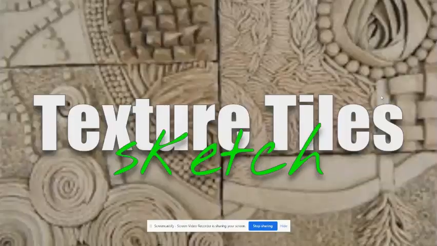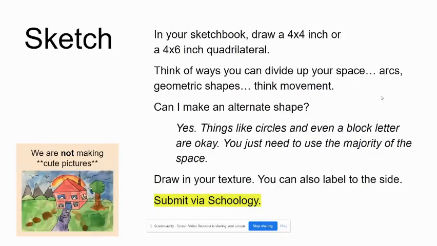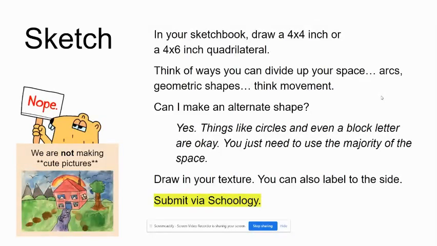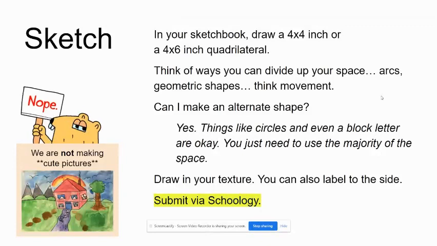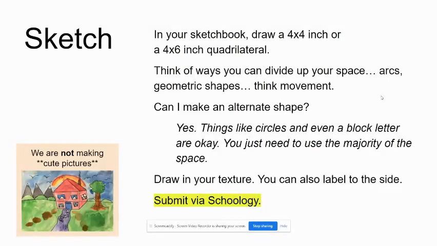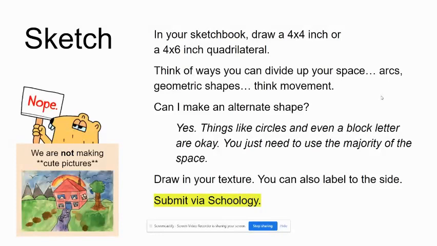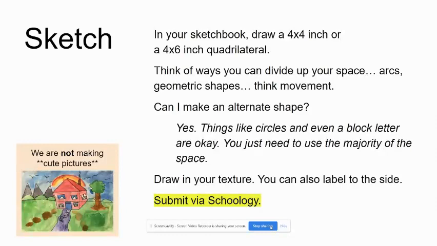Texture tile sketch. In your sketchbook, draw a 4 by 4 inch or a 4 by 6 inch quadrilateral. Think of ways you can divide up your space, arcs, geometric shapes. Think about movement. Can I make an alternate shape? Yes. Things like a circle or even a block letter, like those examples we saw, are okay. You just need to use the majority of the space. Draw in your texture. You can also label it to the side, and you're going to submit this via Schoology. We are not making cute little pictures here, guys. So here is Miss Taylor going over how to make your sketch and what you need to consider.